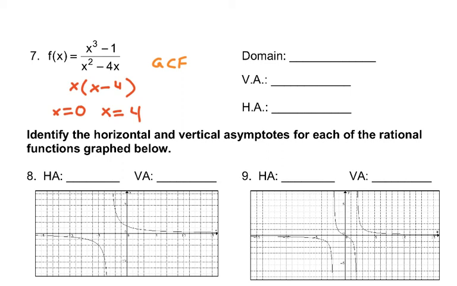So my domain would be all real numbers except 0 and 4. So my vertical asymptotes are at x equals 0 and at x equals 4.